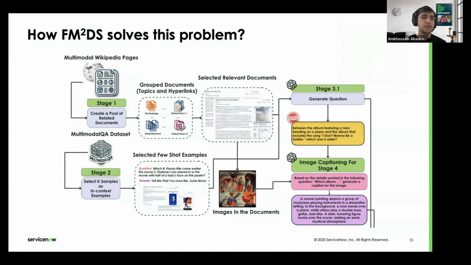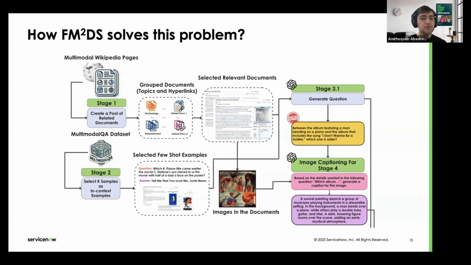So let's go through the pipeline. As can be seen here in stage one, we create a pool of related documents, for which we use Wikipedia pages. The next step is to group these documents based on topics and hyperlinks. We use a multimodal topic modeling approach, and also the hyperlinks mentioned in the Wikipedia pages, to make different categories of documents. Some of the documents are grouped based on topics, like technology and entertainment, and the others are based on hyperlinks. And then we select one of these document groups. As can be seen here, we selected music from Big Pink and the Imagine album from John Lennon. So we have these two documents.